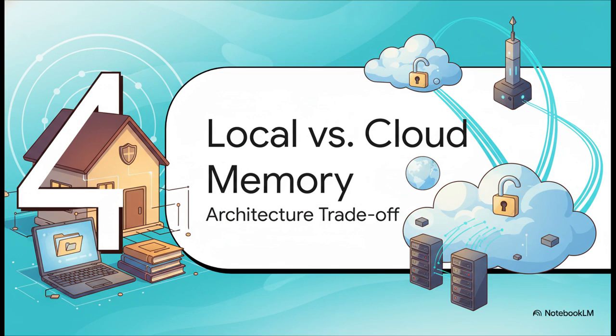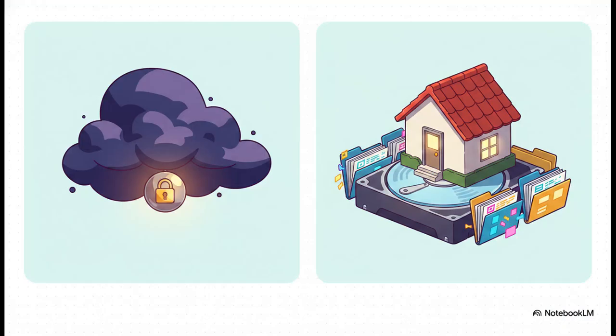This is kind of the philosophical core of our explainer today. There's a really fundamental structural trade-off between cloud and local AI memory. Let's compare ChatGPT's memory with Rowboat's local memory head-to-head.